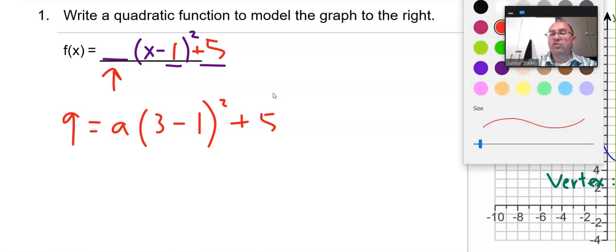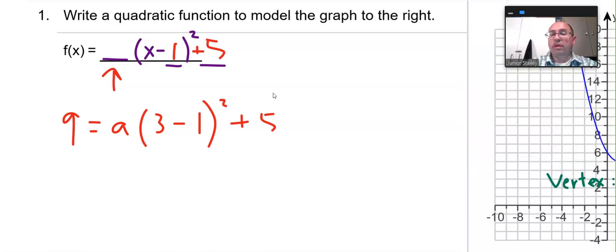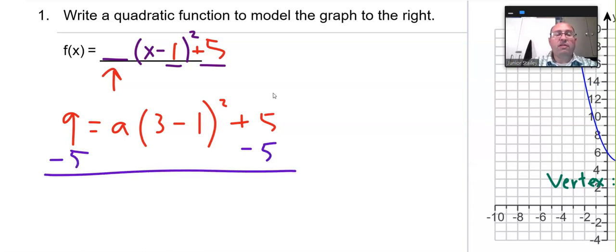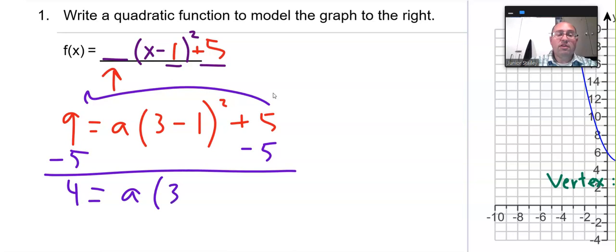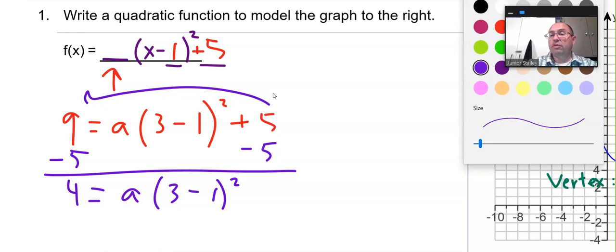I would suggest to you that you do something for me. Move the 5 to the other side. Make that the very first thing you do. Trust me, if you do this, you are not going to make a mistake. Okay? At least I don't think you will.